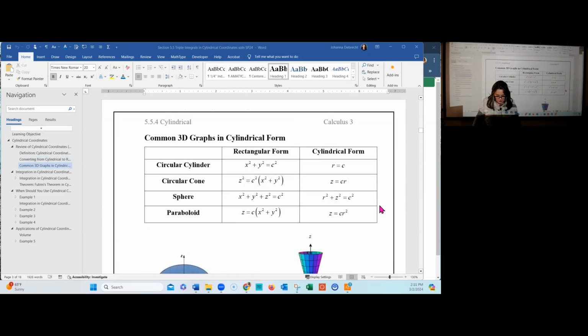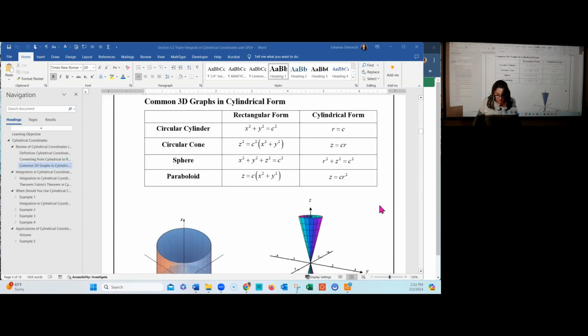Let's go ahead and look at the table that gives us some of our common graphs in cylindrical form. I have both rectangular form and cylindrical form listed in the table. The first is a circular cylinder, x squared plus y squared equals some constant squared, where the constant is, of course, the radius of the circle. In cylindrical form, this becomes a circular cylinder, r equals c.